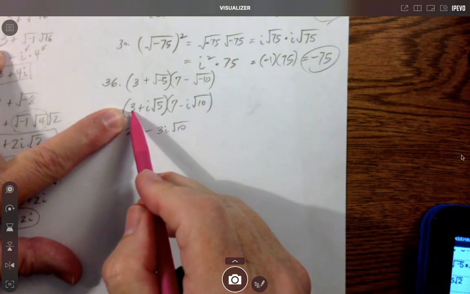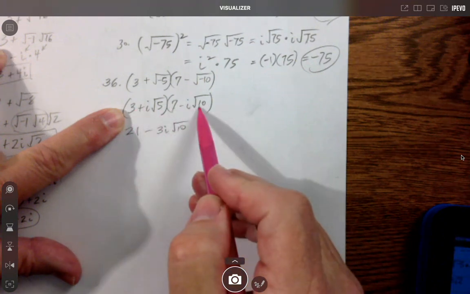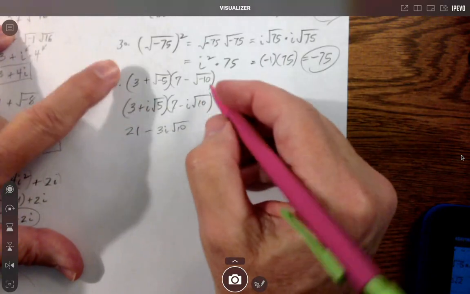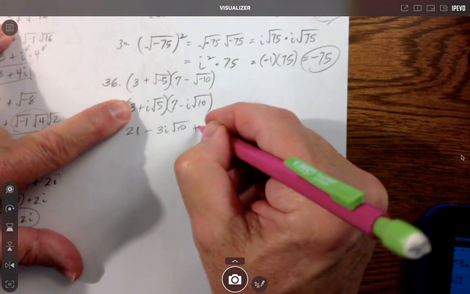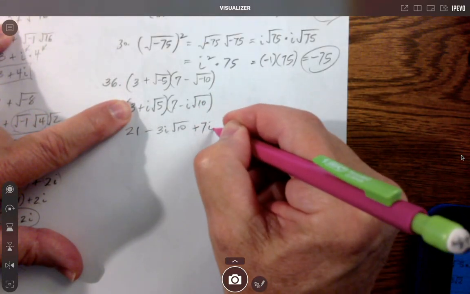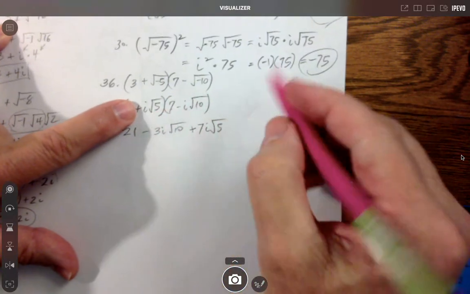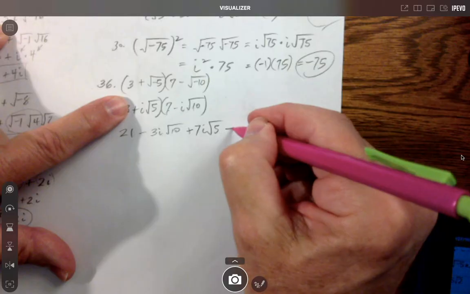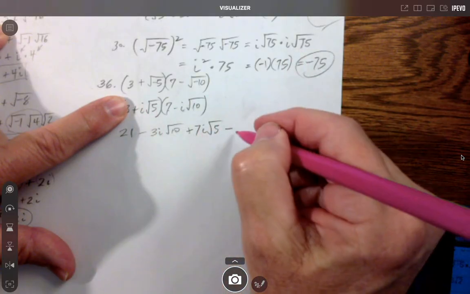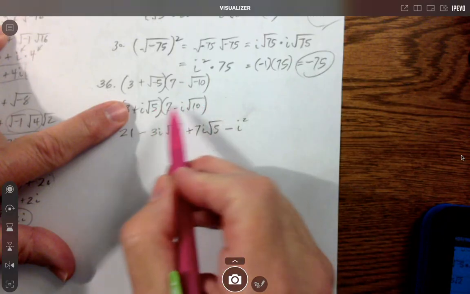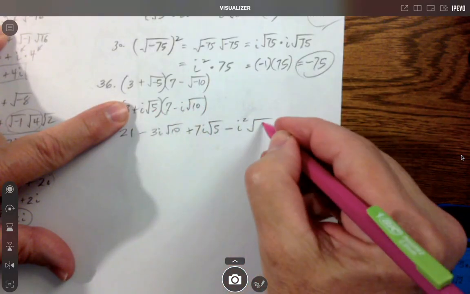Okay, so I did 3 times 7. I did 3 times that. Now I have to do i square root of 5 times 7. That's going to be plus 7i square root 5. And then I have to multiply this by this. That's going to be negative because positive and negative, i squared, right? And then both of these are under square root, so I could do square root of 50.